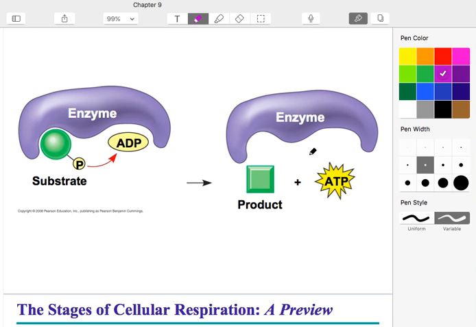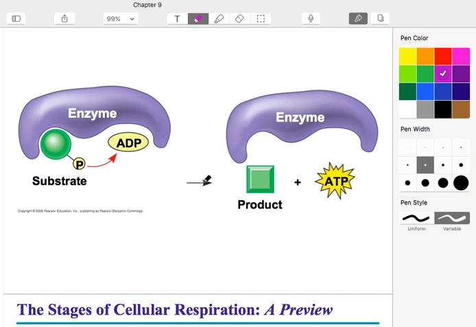Another thing is, in cellular respiration, enzymes play a very important role. Enzymes are biological catalysts, which increase the rate of reaction by lowering the activation energy. Activation energy is the energy required to change reactant to product. That's the maximum, the transition state. To pass the transition state, you need some activation energy. The enzyme has an active site, which accepts the substrate.